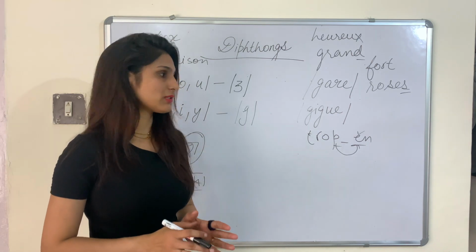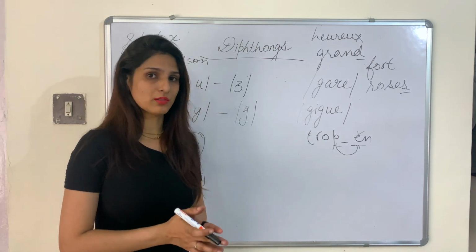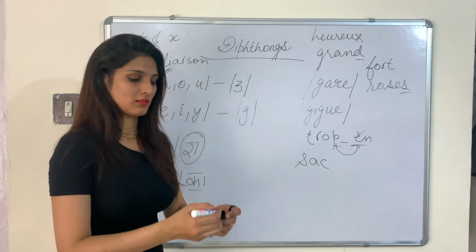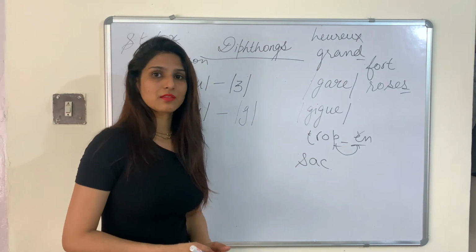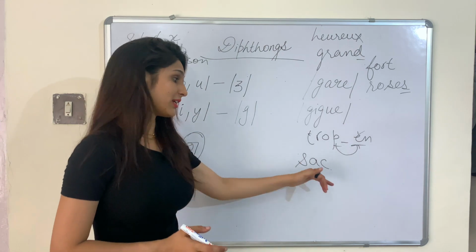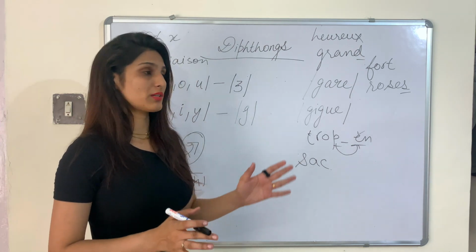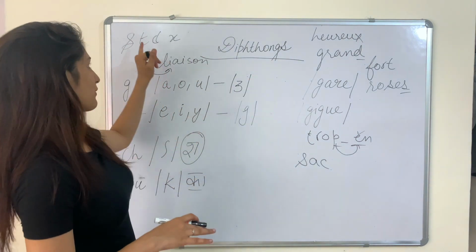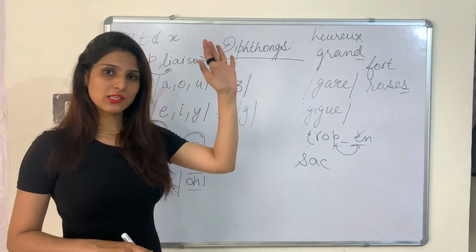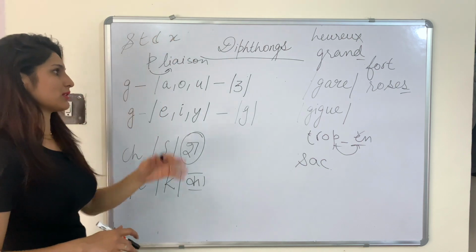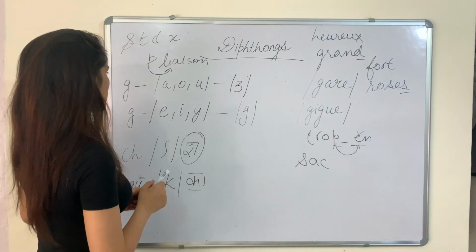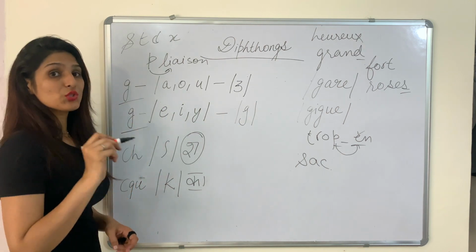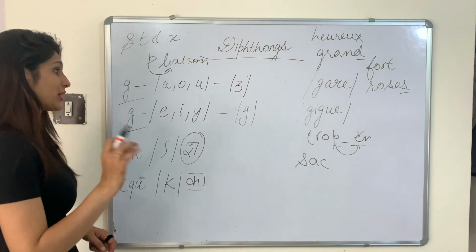There are many words which end with consonants, like sac. You have to pronounce it. There are many words which you have to pronounce even though they are ending with consonants. So there are many consonants which will be pronounced. There are many consonants which are not going to be pronounced. Out of them we have 4 which are fixed, never changing. Don't pronounce these.